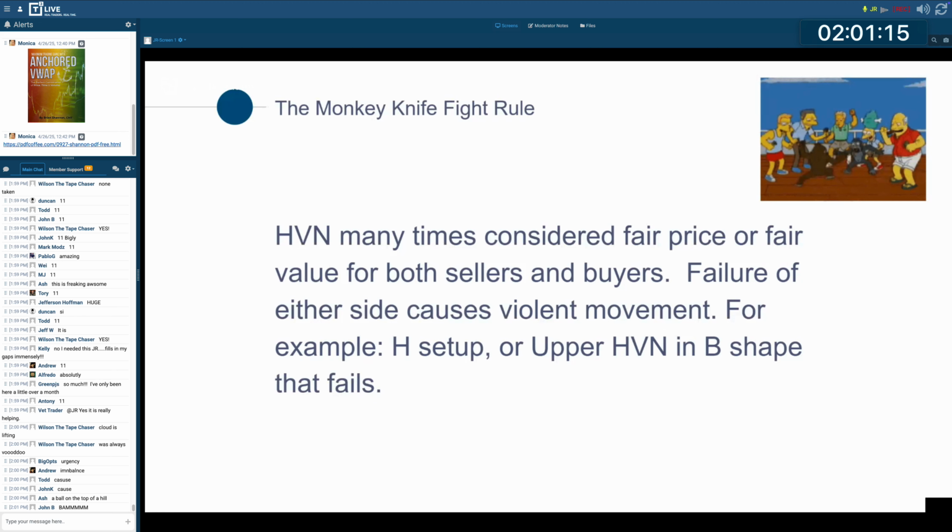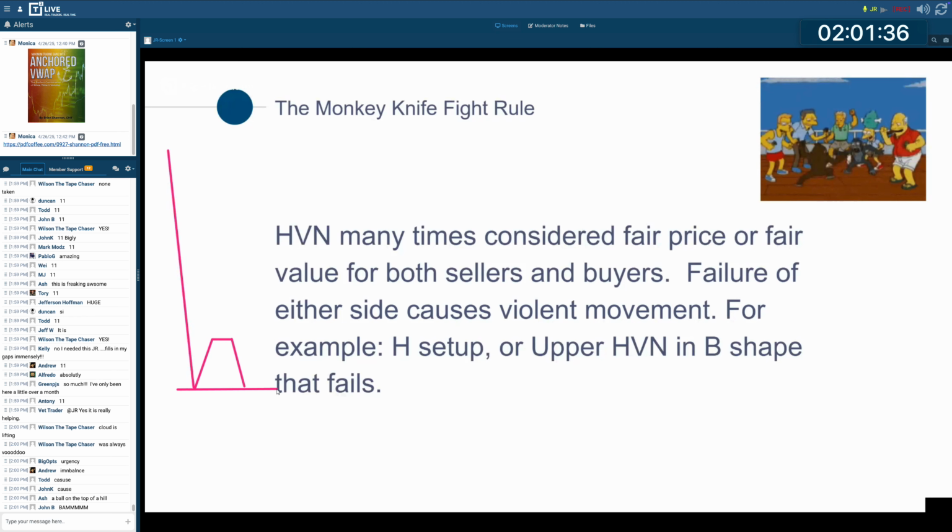We always talk about the H setup and describe it as a monkey knife fight, right? The H setup, for those of you who don't know, is when you have a strong markdown here, right? A strong amount of selling, a retracement, a top, and then you form an H here, okay?